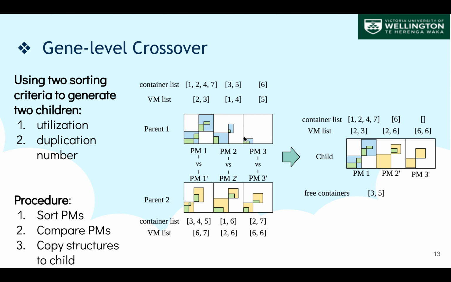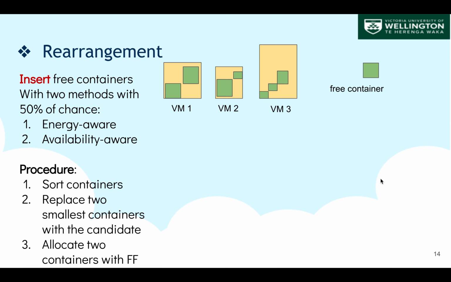So after the allocation crossover, we can see that there are some free containers that have been left without any allocation. So we are using another operator called rearrangement to insert them back into the individual, with a 50% chance to use either of these methods.